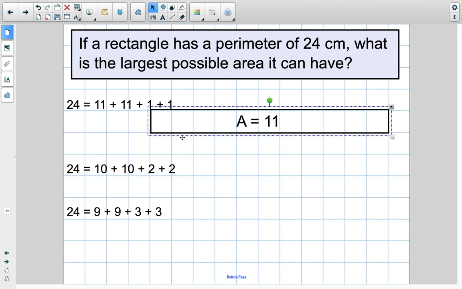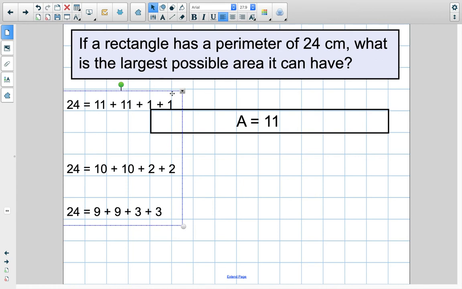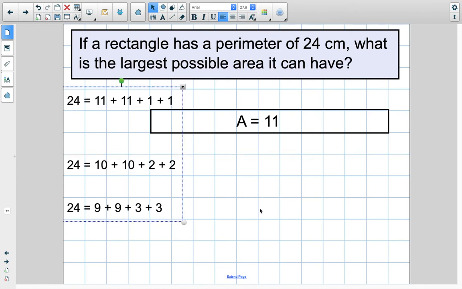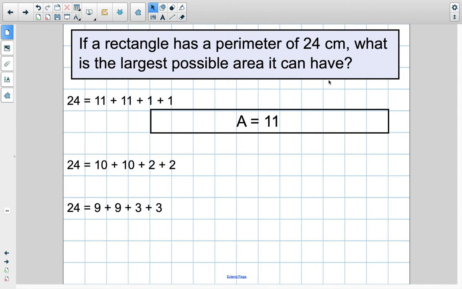So the actual perimeter is staying the same each time. It's maintaining 24. I've just changed how many is in here and how many is in here. So I'm adding one to this, taking away one from these two. So here I've gone 10 by 2. So let's draw my 10 by 2 rectangle.